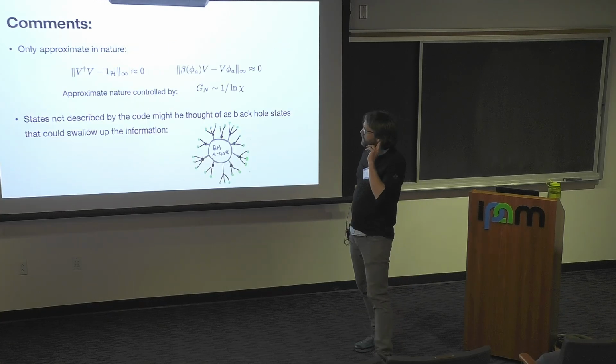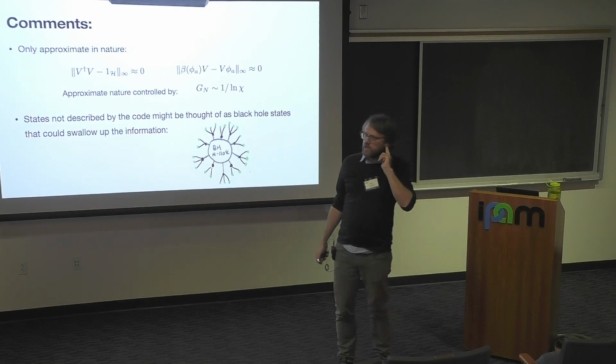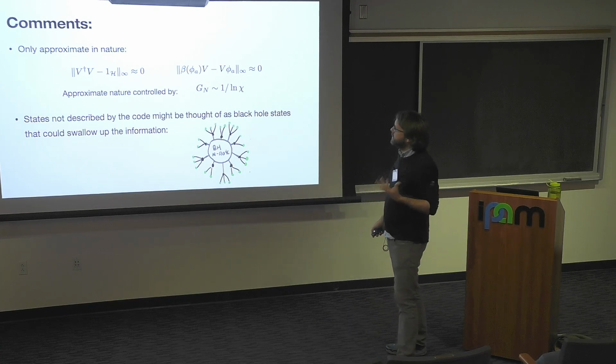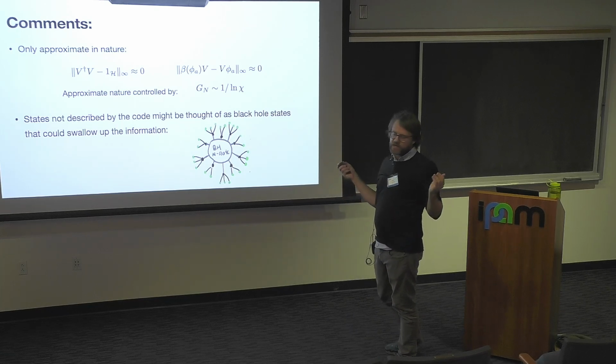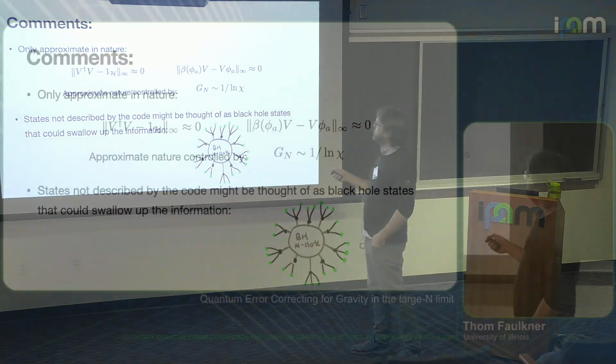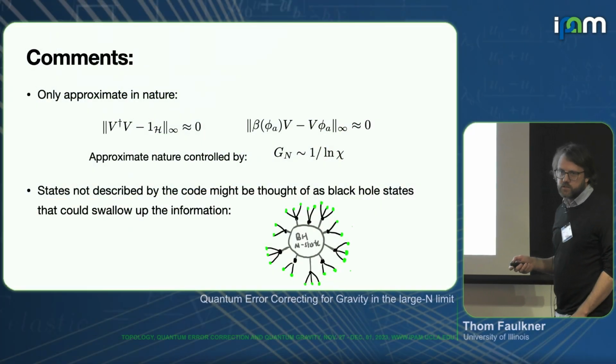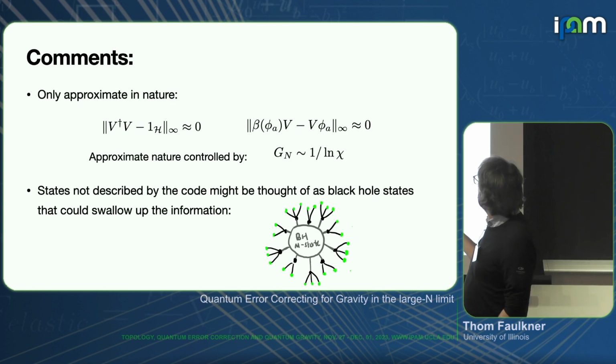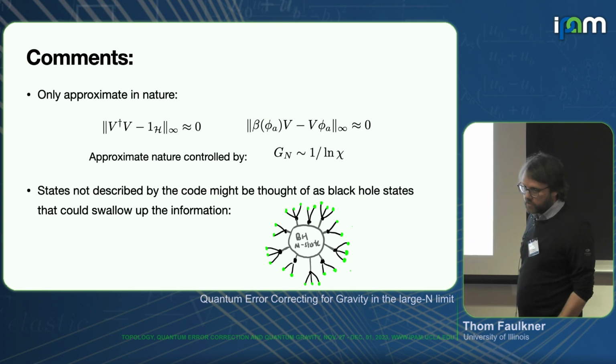Okay, now some more comments. This is really only approximate in nature, so especially in this random tensor network case, the errors are controlled by the bond dimension. So this log chi you should think of as related to 1 over G Newton.